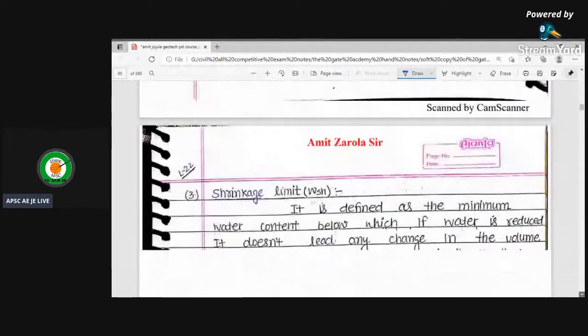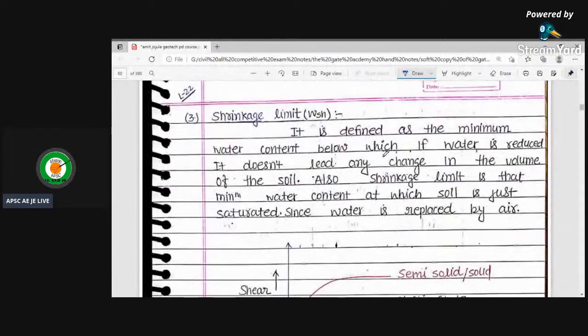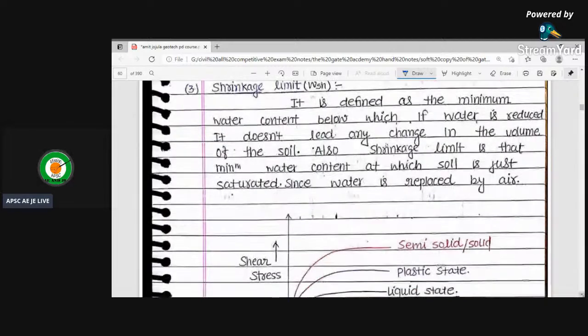So theory to এনেকে লিখা হৈছে, it is defined as the minimum water content below which, if water is reduced, it doesn't lead any change in the volume of the soil. Also, shrinkage limit is that minimum water content at which soil is just saturated. So soil to just saturated হ'বলৈ start দিয়ে, সেইটো সময়ত যিটো water content হয়, that is nothing but the shrinkage limit, since water is replaced by air.